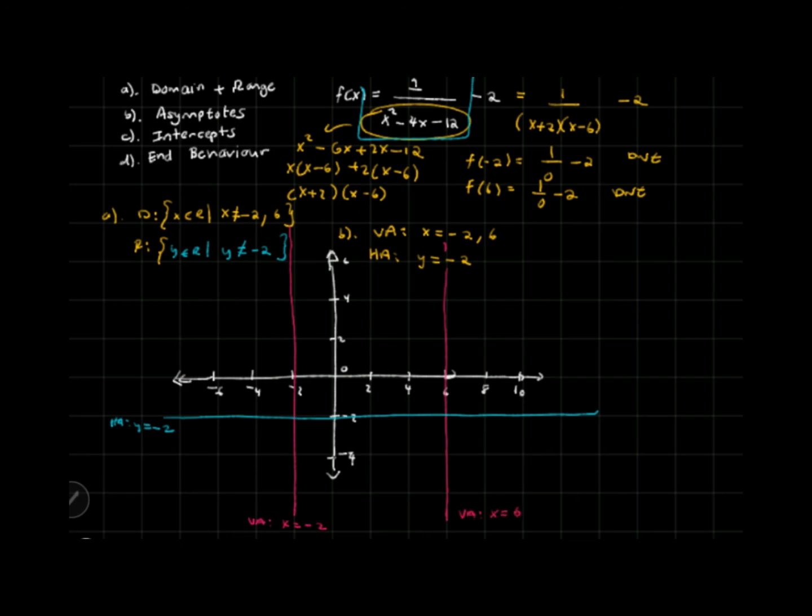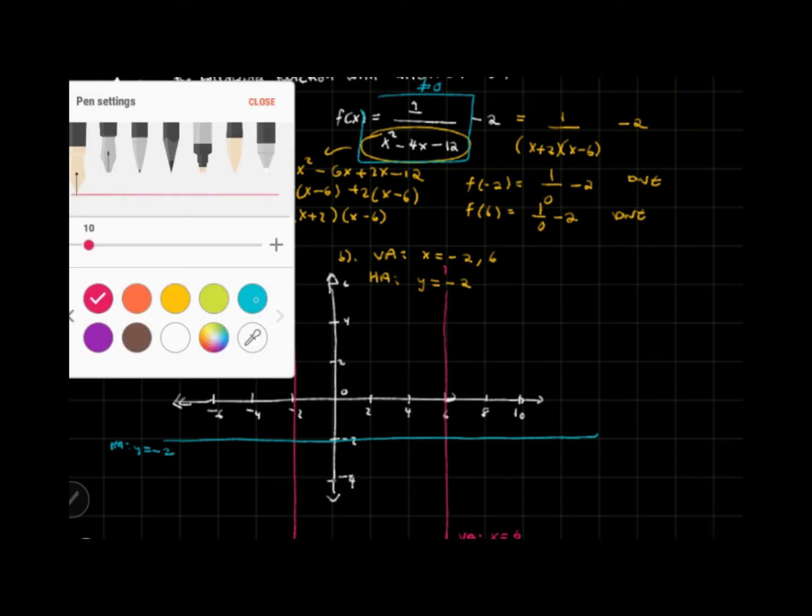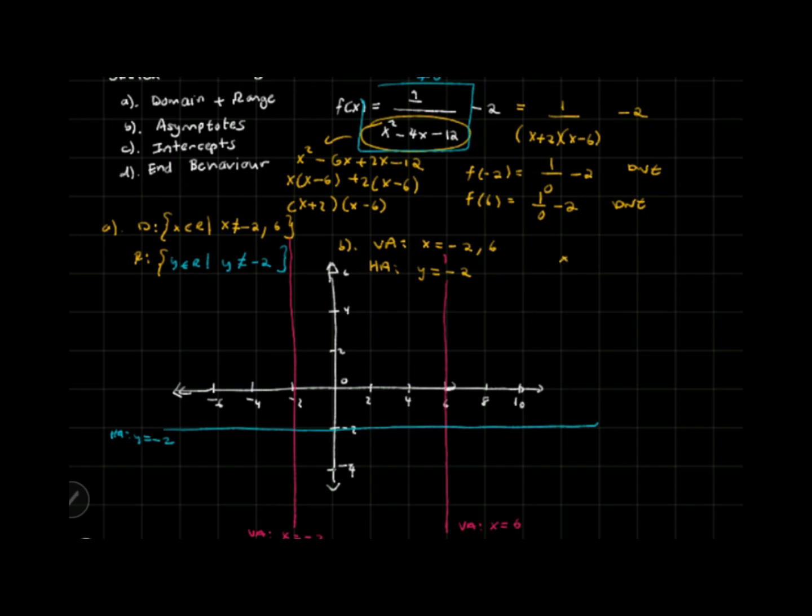Okay, so now that we have those, what we can do next is find our intercepts, right? If we want to figure out our intercepts, I'm going to start by finding my x-intercept. So I'll just use yellow here. Let's solve for my x-intercept. I'm going to let f of x equal 0. So we get 1 over (x plus 2)(x minus 6), minus 2 is equal to 0. I'm going to move the 2 to the other side, so you get 1 over (x plus 2)(x minus 6) is equal to +2.